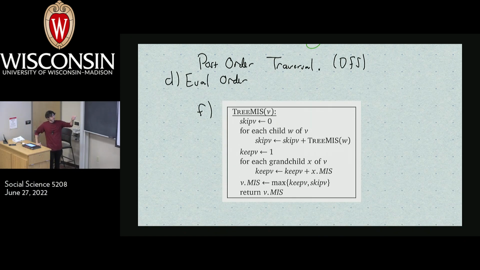So we have the skip, we have the keep, so that means we take V or we don't. Then we loop over all the grandchildren if we do keep it. We just loop over the children if we skip it, and we take the max of both. So this is take V, skip V.